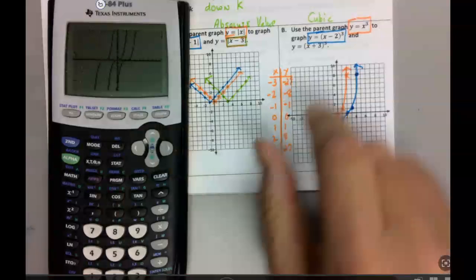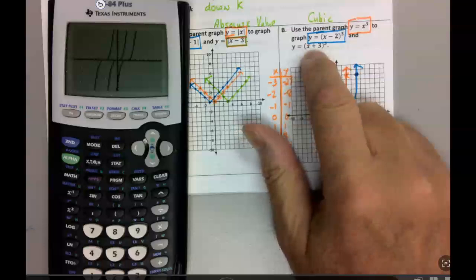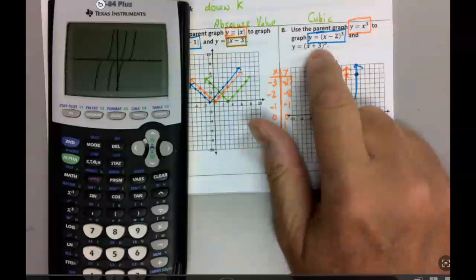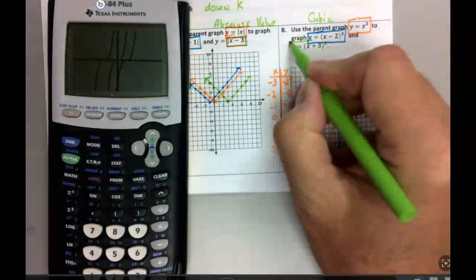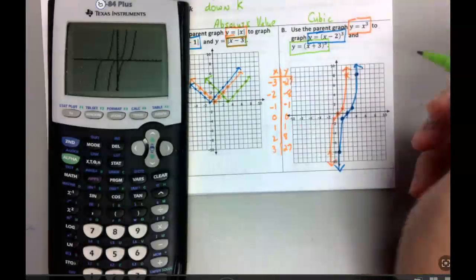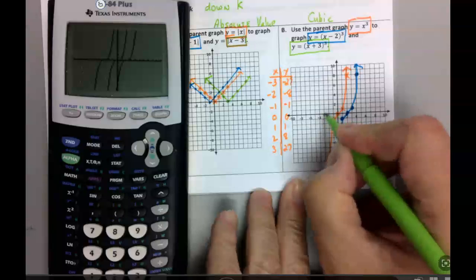So what's the little thing I've told you? When it's inside a parenthesis or an absolute value, it's an imposter. If it says plus 3, it's not going to go right 3. It's going to go which way? Left. Okay? So let's do that one now. We'll do that one in green. So from my parent function, I'm going to go left 3. 1, 2, 3.